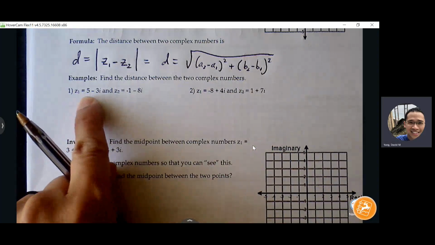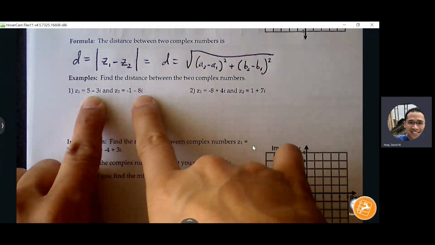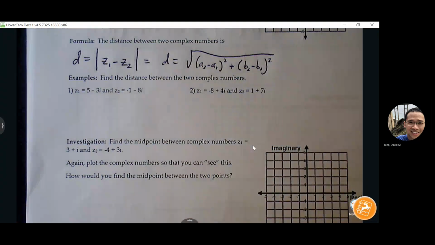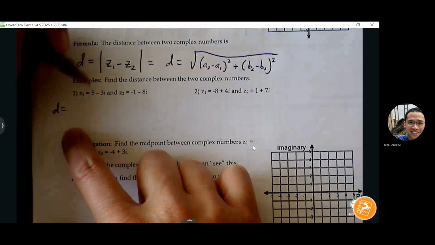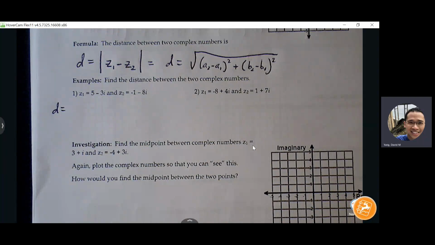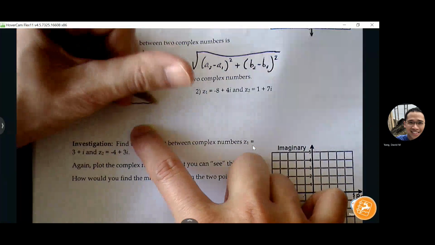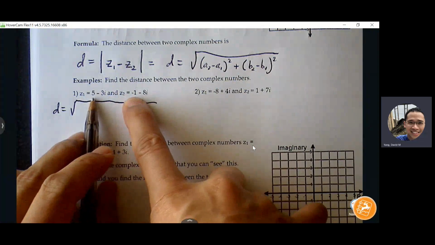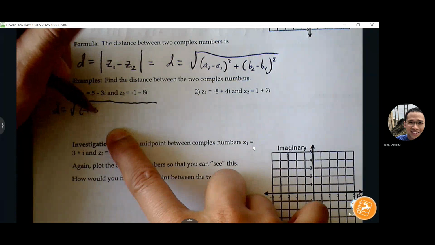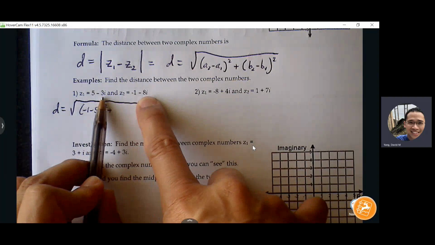So let's say we have these two complex numbers, 5 minus 3i and negative 1 minus 8i. It's the same thing as saying find the distance between these two ordered pairs. You're just putting the x's together and putting the y's together. And you're not going to use i, okay? The i is just to help you identify what is the quote unquote y value. Okay, so square root. You take your real components, subtract them. So I'll do negative 1 minus 5. And then second, negative 8 minus negative 3.